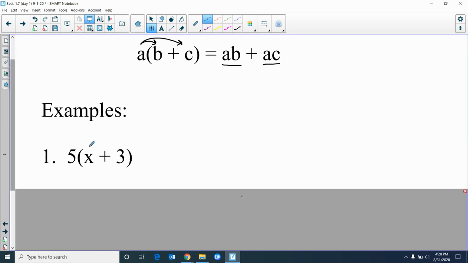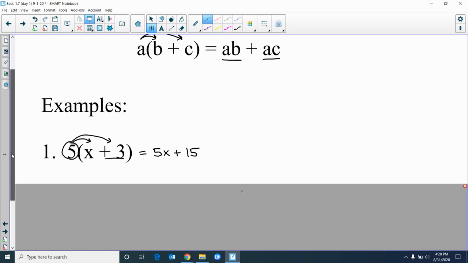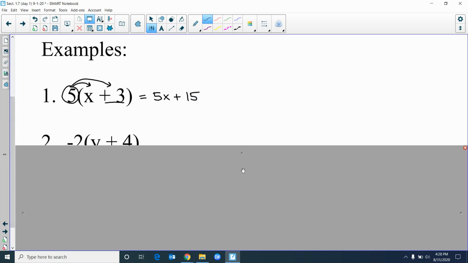So a case of what it looks like, whatever's in front has to multiply both terms on the inside. Well, 5 times x, you can't actually multiply it together, but you represent that answer as 5x. And that's positive 5 times positive 3, which is positive 15. Okay, that would be your answer for that distributive property.